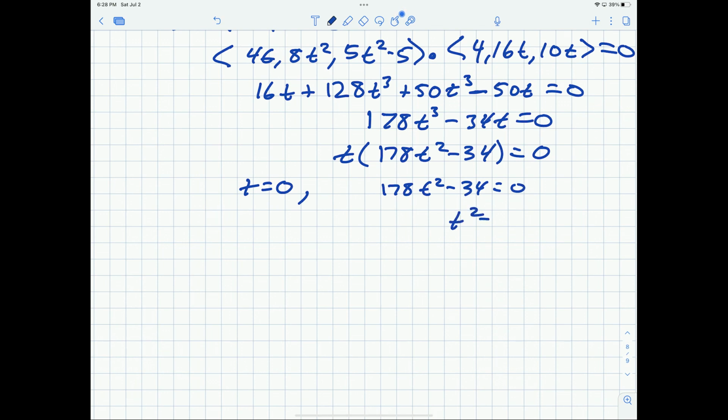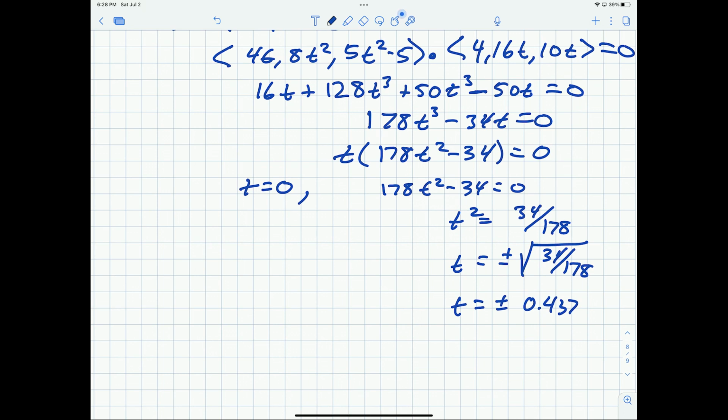So you get t squared is going to be 34 over 178, and then t is going to be plus or minus the square root of 34 over 178. They want a decimal there, so we punch that into a calculator. Low battery, please replace, no. 34 over 178 is 0.43 something. So this is t equals plus or minus 0.437, and it goes on.